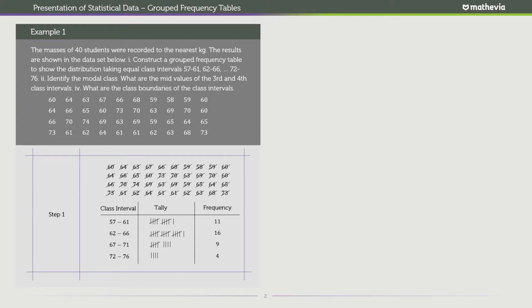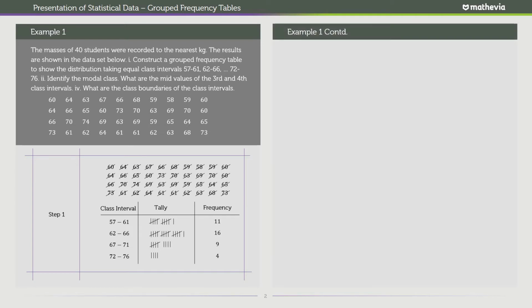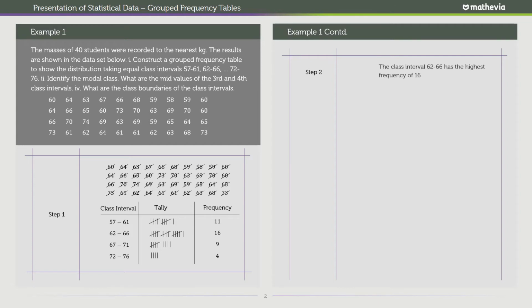Simple, straightforward. Now, the next thing we've been asked to do is identify the modal class. The modal class is the class interval with the highest frequency, and in this case the 62 to 66 class interval is our modal class with a frequency of 16. That's the highest frequency. And then we're asked to find the mid-values of the third and fourth class intervals.